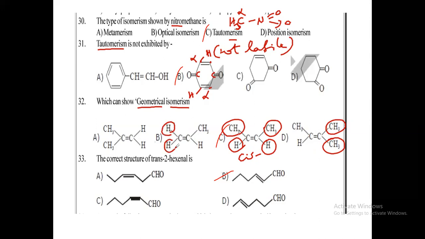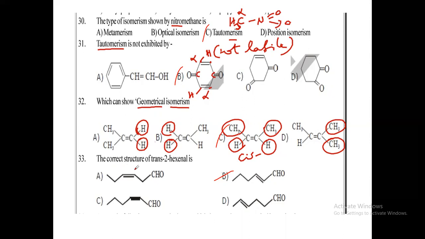If similar groups are present on the double bonded carbon, it cannot show geometrical isomerism. Here 2 similar groups on the double bonded carbon. Here also 2 similar groups on the double bonded carbon. So if similar groups are on the same double bonded carbon, that molecule cannot show geometrical isomerism. Only the C can show geometrical isomerism.